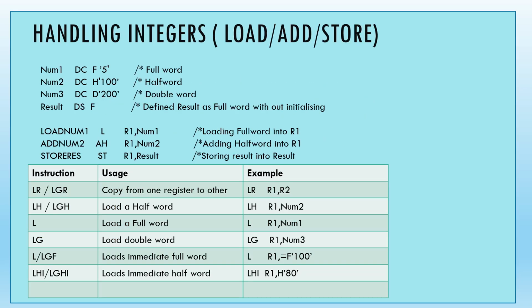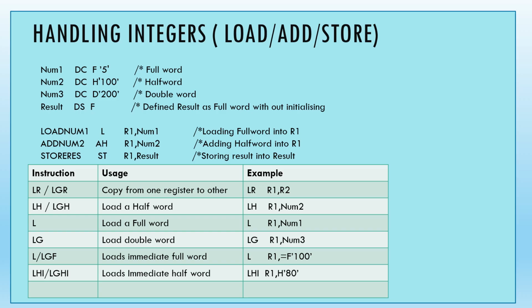So let us look at how we handle these integers. We have defined four variables here: num1, num2, num3, and result. If you look at the first one, num1 DC F'5', that means it is a full word with an initial value of 5. The second one, num2, is a half word with an initial value of 100. And num3 is a double word with an initial value of 200. You know, half word is 2 bytes, full word is 4 bytes, and double word is 8 bytes, and we are initializing these variables with these values.